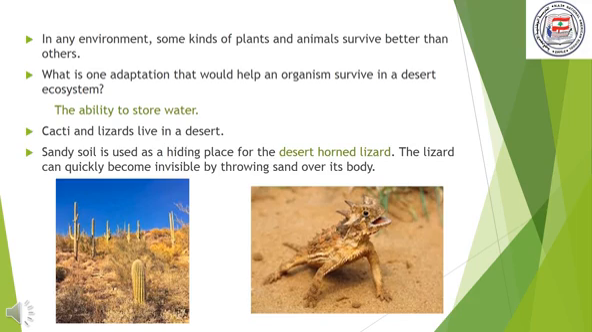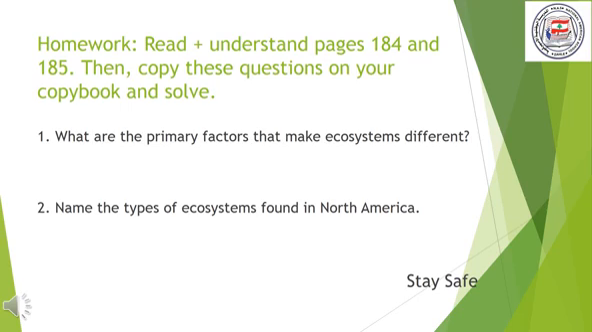And the cacti can live in deserts, as we said in the previous lesson about the cactus adaptation, that they have large stems in order to store water, and they have thorns, the tiny needle-like leaves, in order to lower the loss of water. As your homework, I want you to read and understand pages 184 and 185.